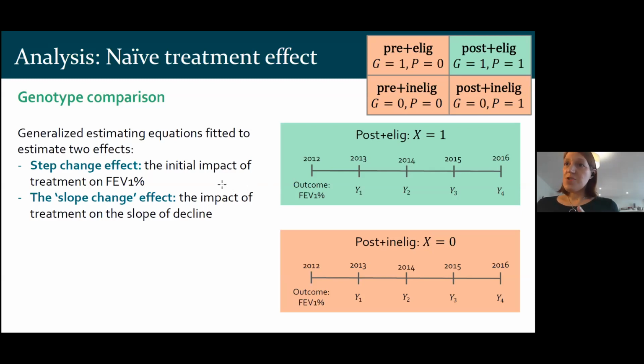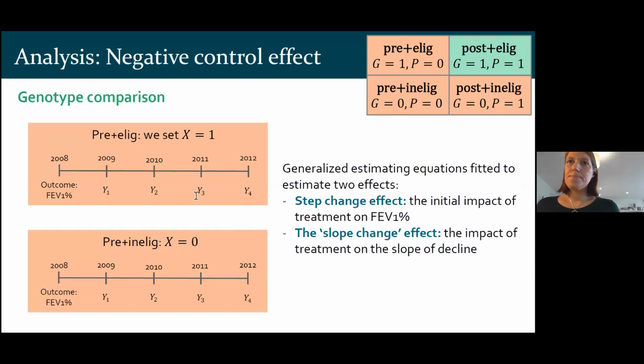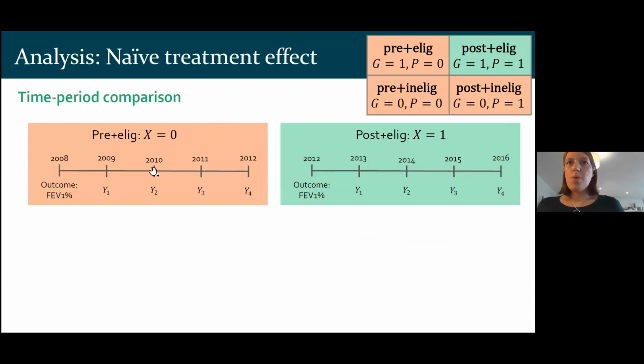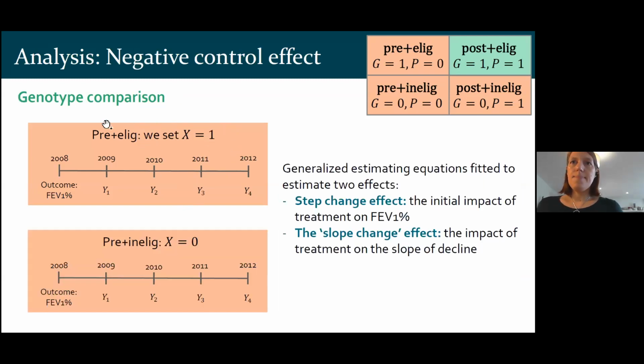So to estimate the naive treatment effect, we fit that model using data on these two groups here. In the green group, X is set to 1, and in the orange group, X is 0. To estimate the negative control effect, we use the other pair of groups, so in the pre-ivacaftor era. But what we do is, go back. In this top left group here, even though X was 0 in that group, they were untreated, we set X to 1 in that group. And if the negative control effect is 0, then that will correspond to a 0 coefficient for the X in this model.